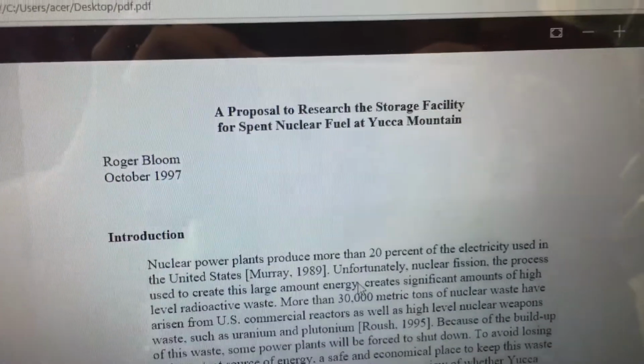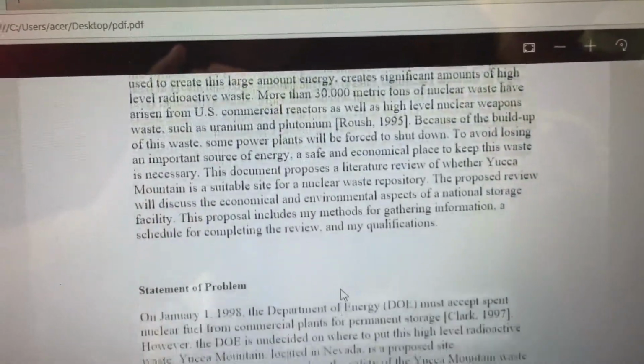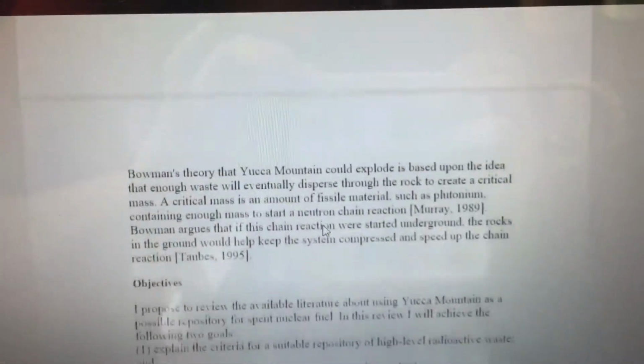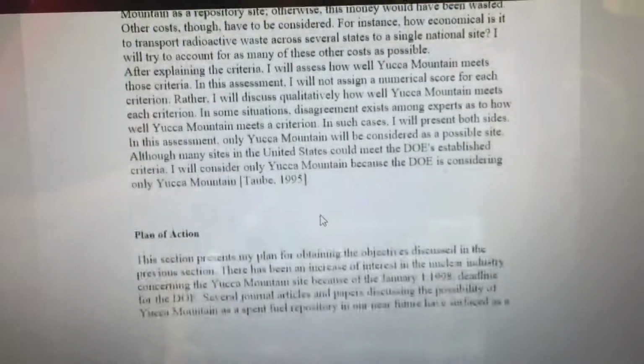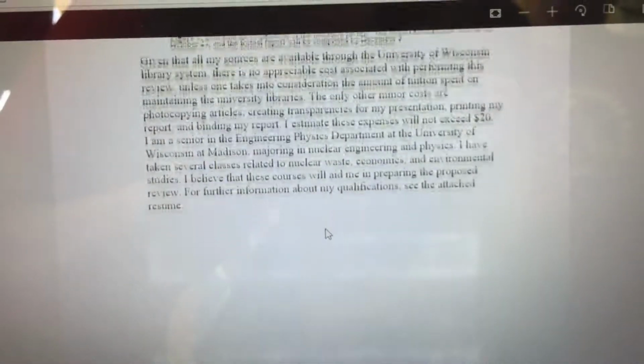A project proposal is defined as an initial document that transforms an idea or policy into details of an effective project. It includes outputs, outcomes, costs, stakeholders, major risks, and an estimate of the time and resource required. An example of a project proposal is shown. The proposal is about a research storage facility for spent nuclear fuel at Yucca Mountain by Roger Bloom. It includes the introduction, statement of the problem, objectives, plan of action, conclusion, and references.